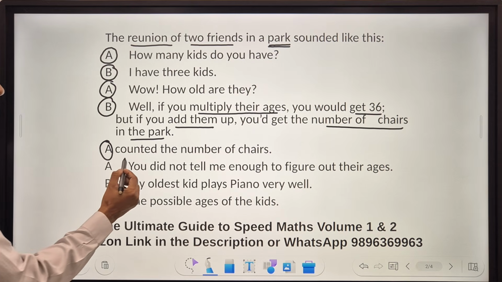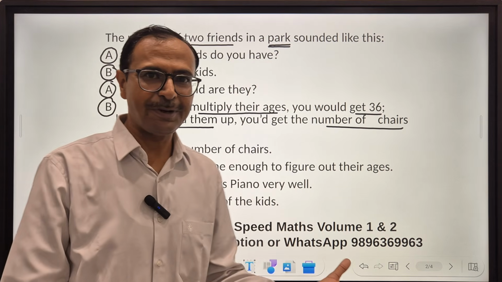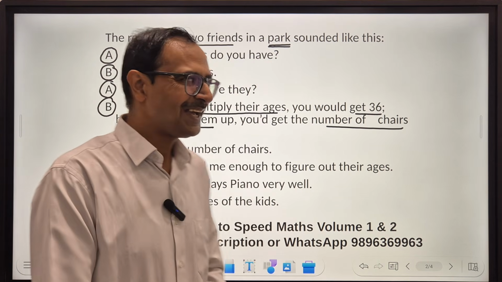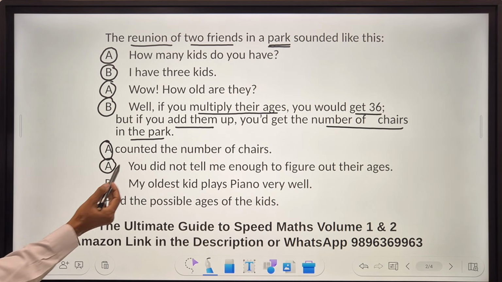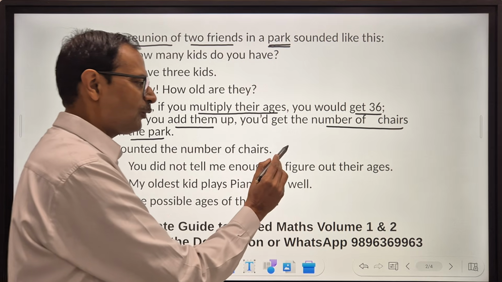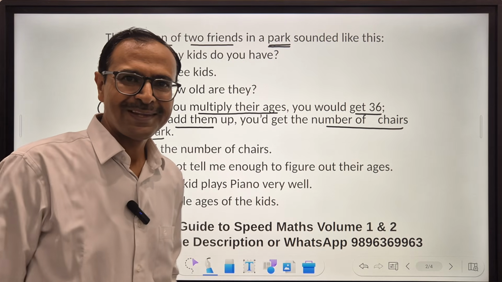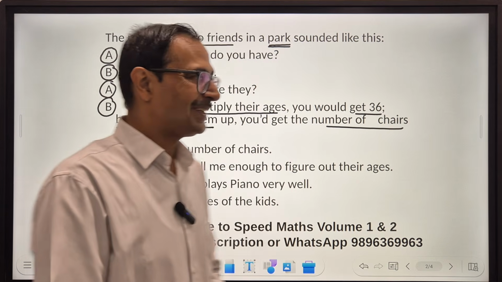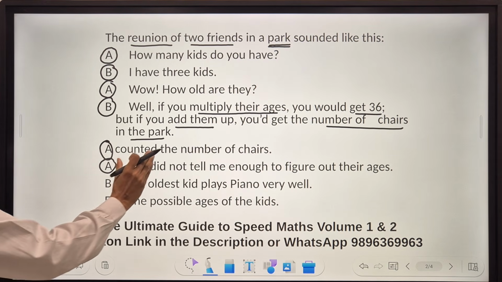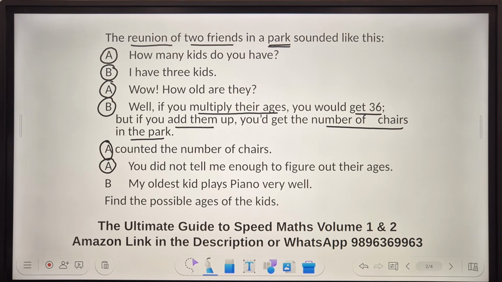What did A do? He counted the number of chairs. Obviously, everybody will count the number of chairs, right? And after counting the chairs, A said, "You did not tell me enough to figure out their ages." He said the data is insufficient to find the ages. That happened after counting the number of chairs in the park.